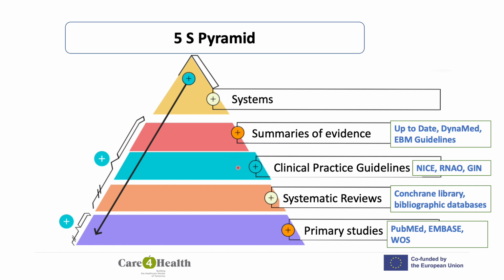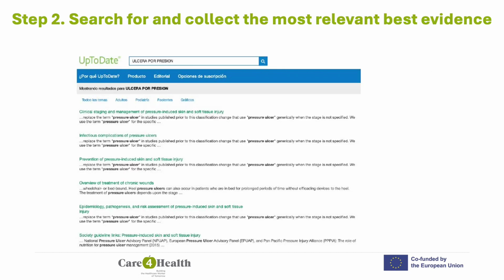In the third level, we must search for clinical practice guidelines. And in the fourth level, systematic reviews, in the Cochrane Library, for example. The primary studies are at the bottom of the pyramid, and we must search for them in PubMed, Embase, and Web of Science. I will show you some of these databases.